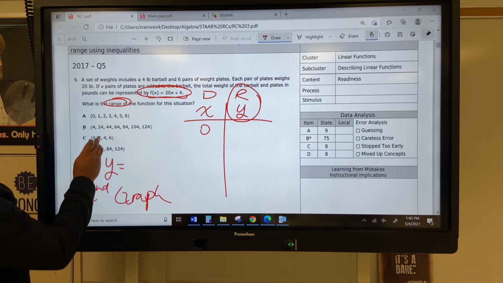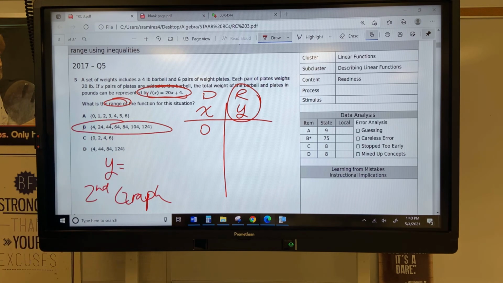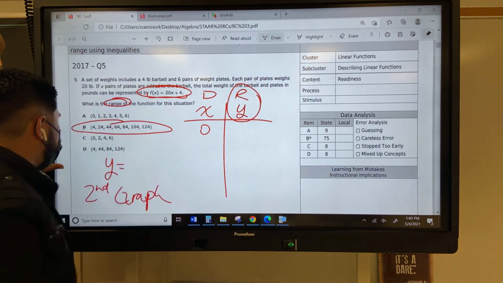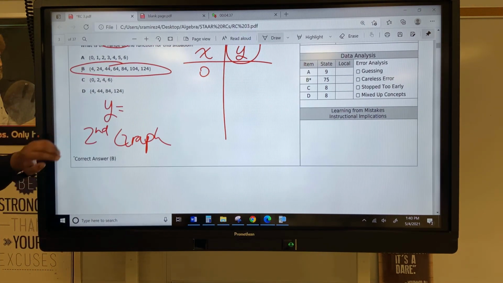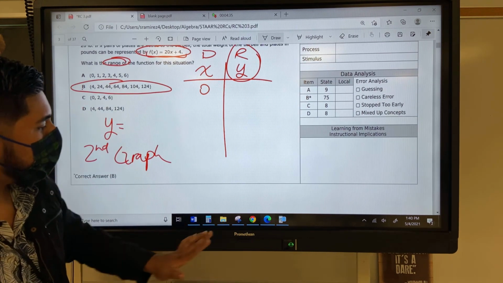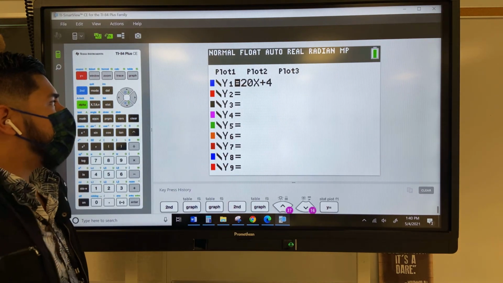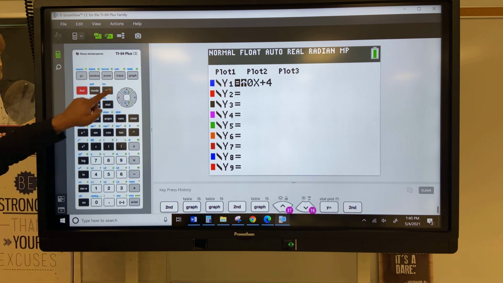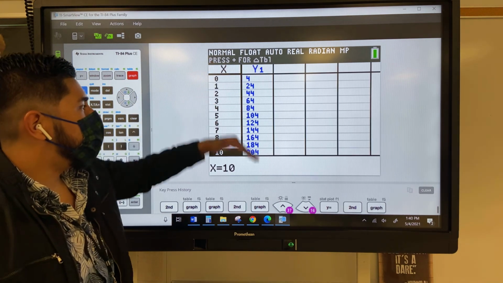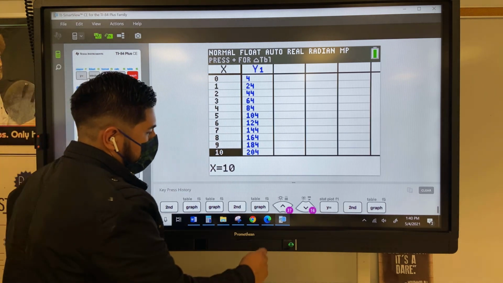Boom. And there's my answer. Let's double check that I was correct. B. Easy peasy. So what did I do again? Calculator, Y equals. I put in the equation they gave me. Then I press second graph. Boom. Looked at the table. It's asking for range.